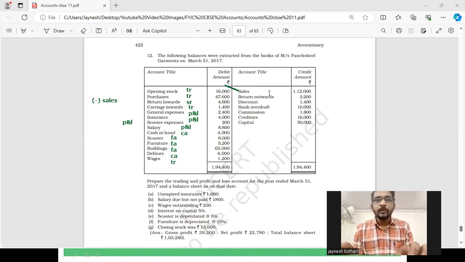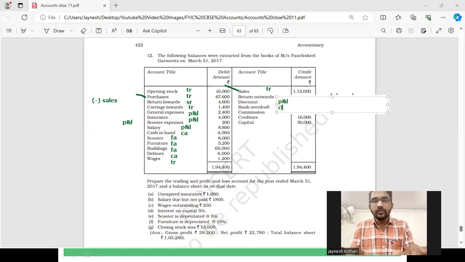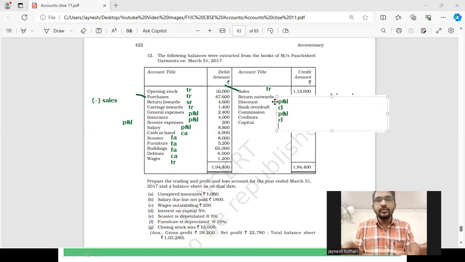Perfect. Next, sales, trading. Now, students, return outward is as good as purchase return. So what do you have to write over there? Less from purchase. We're going to do a tick mark over here on purchase, because there's an adjustment over here. You will remember that you have to leave a line over there. That's why it is very important to do the tick marking. Discount, profit and loss. Bank overdraft, current liability. Commission, profit and loss. Creditors is current liability, and last, capital will go in the liability side.